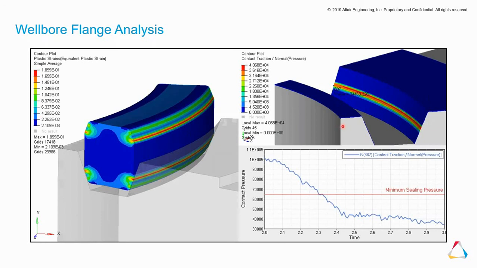And on the right-hand side, we're looking at contact traction or contact pressure. And based on the design, there are certain recommendations that identify minimum sealing pressure. And if we monitor the contact pressure at a point where the contact pressure drops below the sealing pressure, that would indicate a potential for a breach in the seal and then cause a leakage in the assembly.